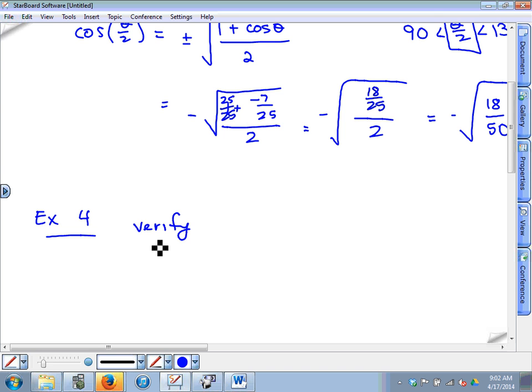Verify that the sine of 4x over the sine of x is equal to 4 cosine x cosine 2x. Good old-fashioned identity. Oh, we love these. Are you starting to grow more fond of these as time goes on?